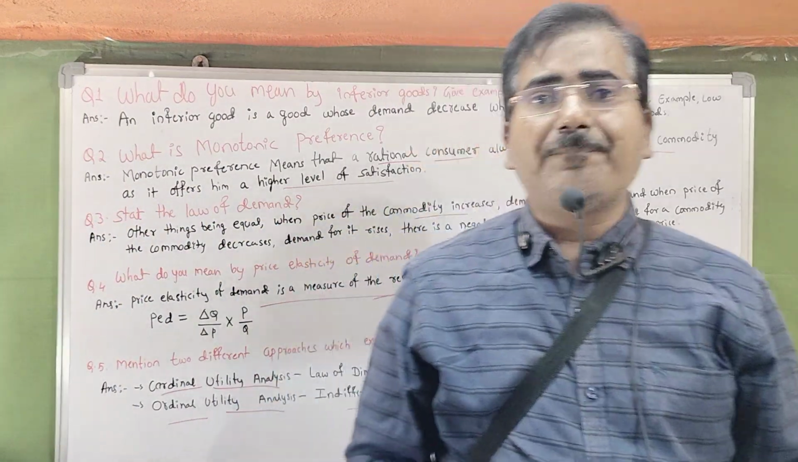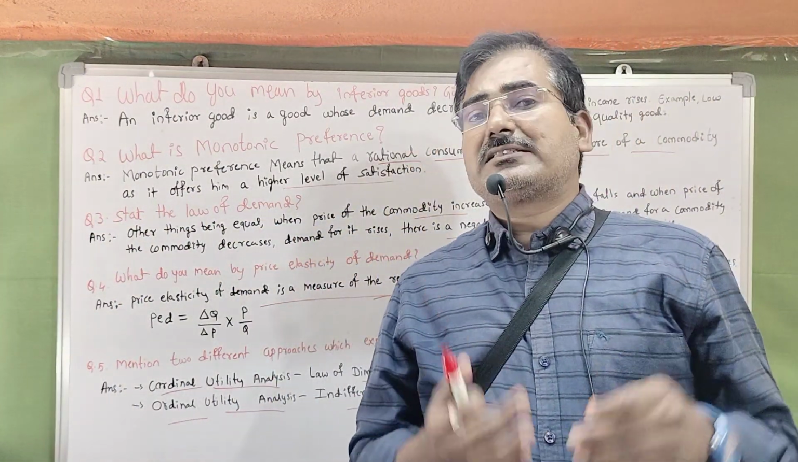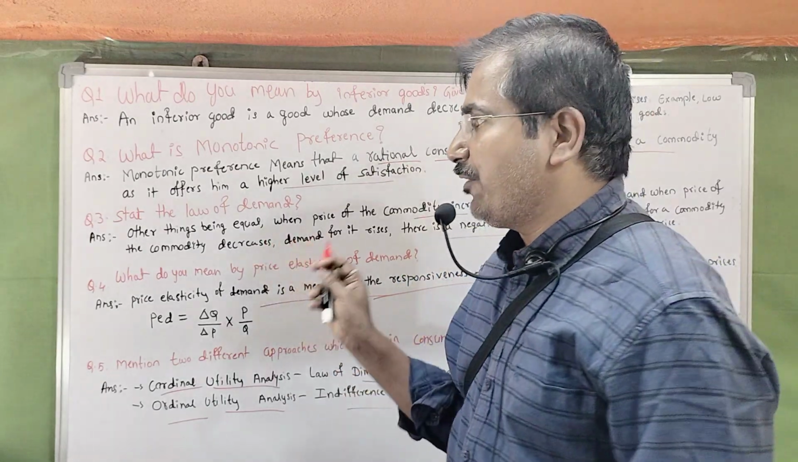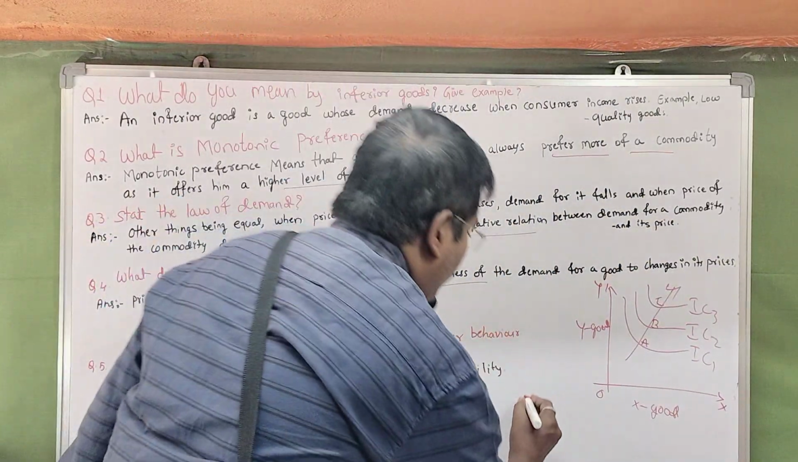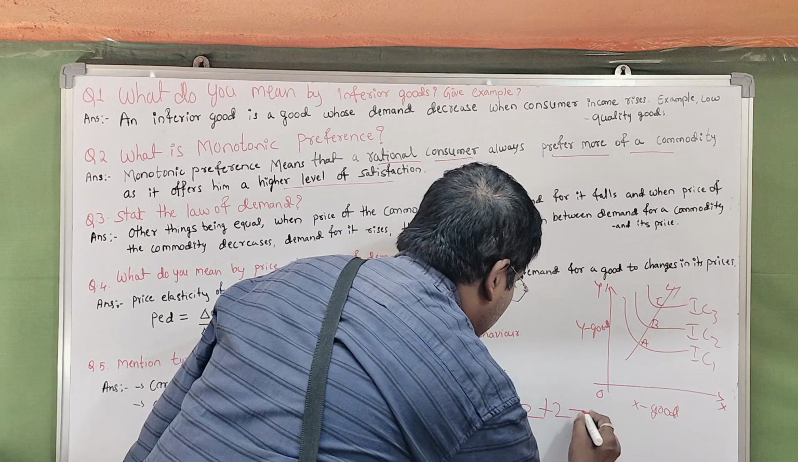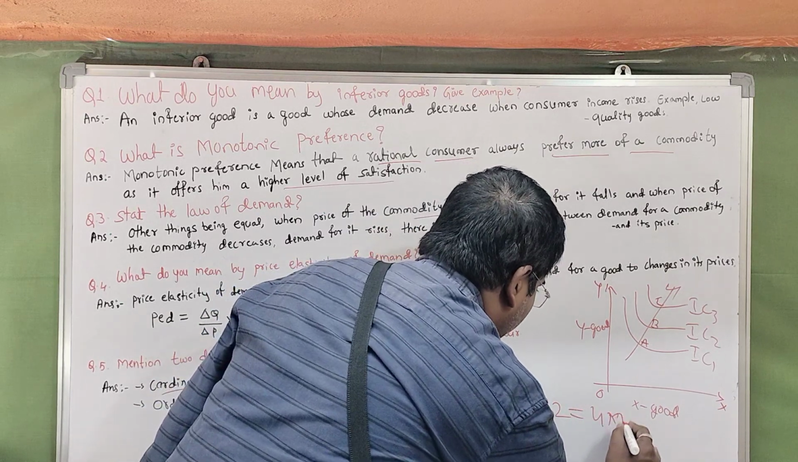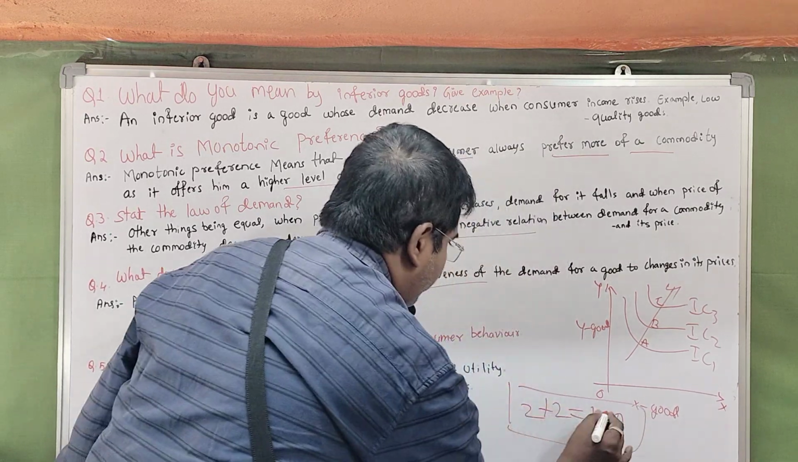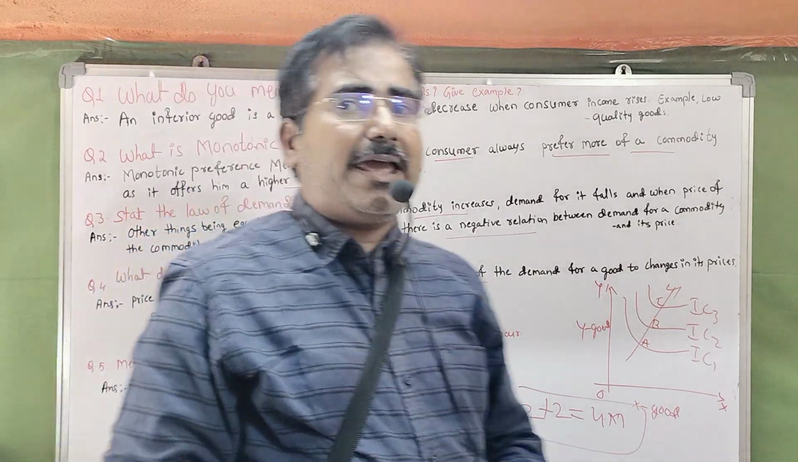So this is most important for the second chapter. It will come as a fixed number, 2 plus 2, so 2 plus 2 is equal to 4 marks. I hope this video will be helpful for your examinations.